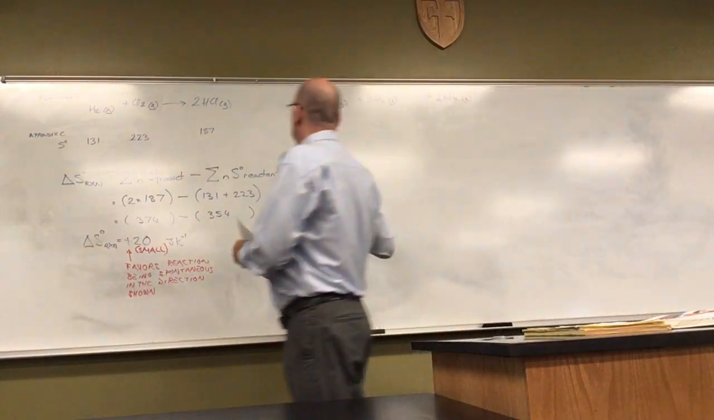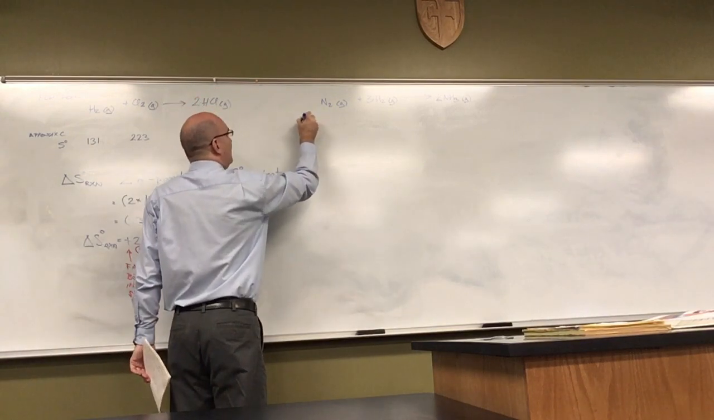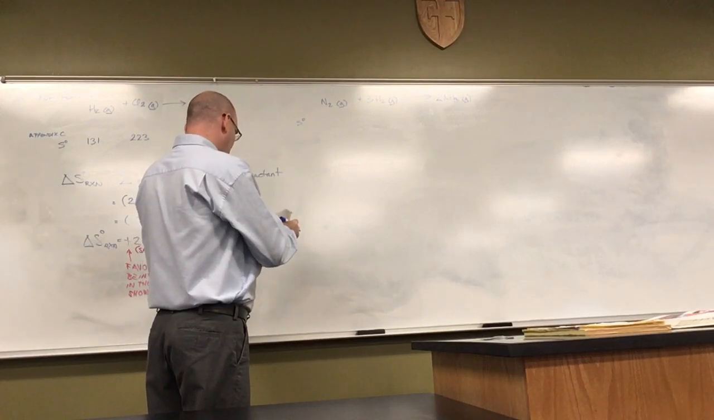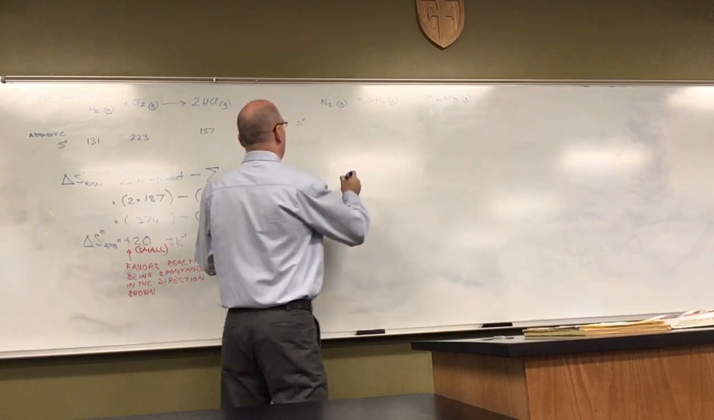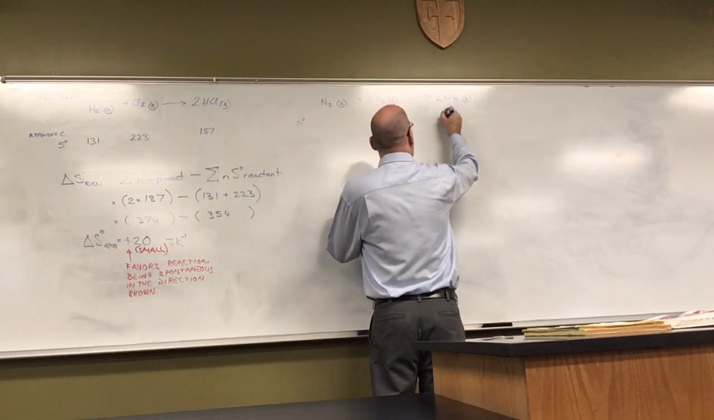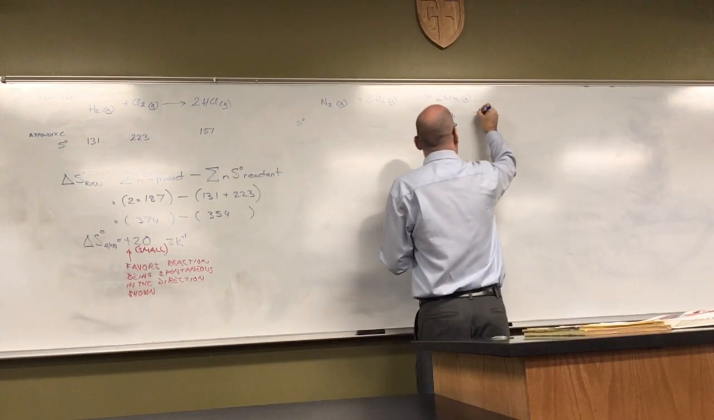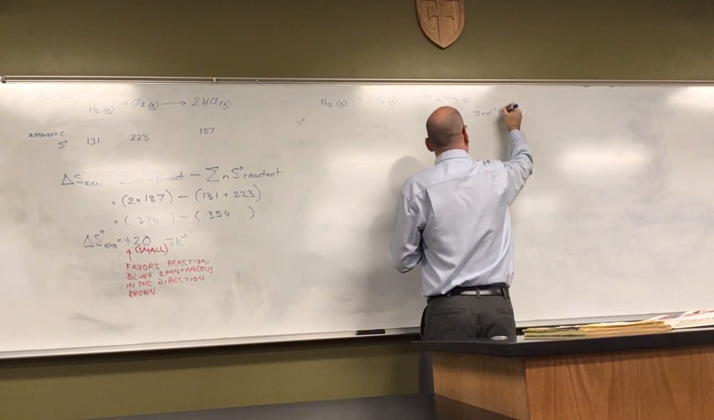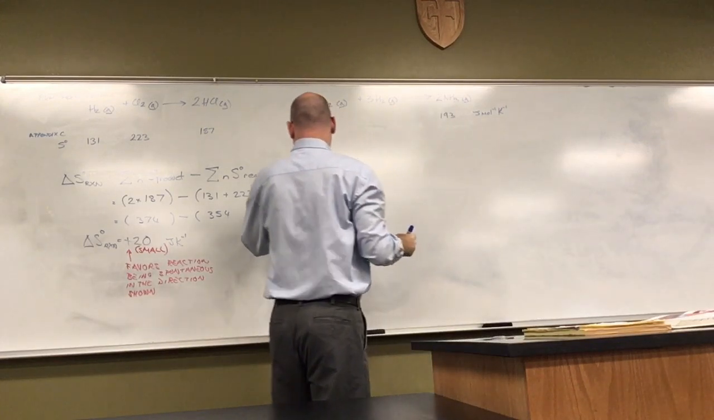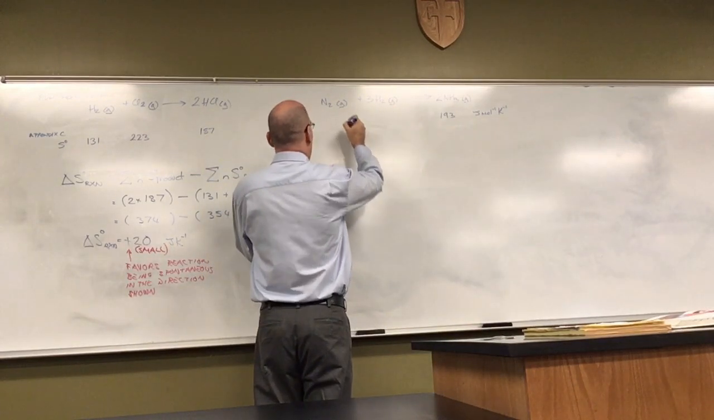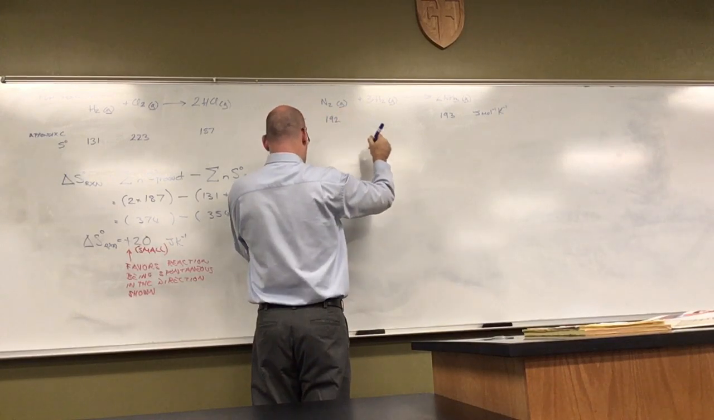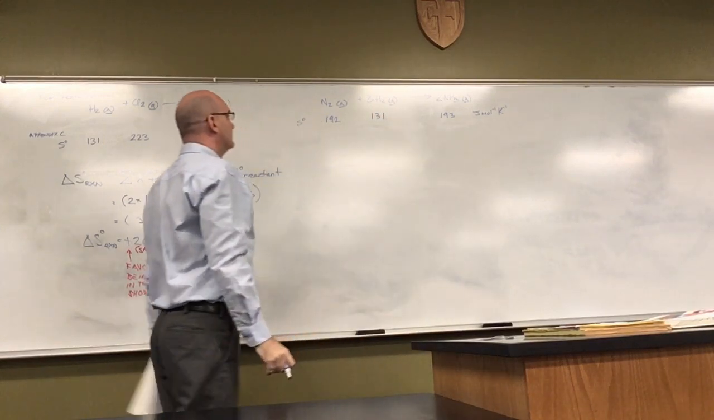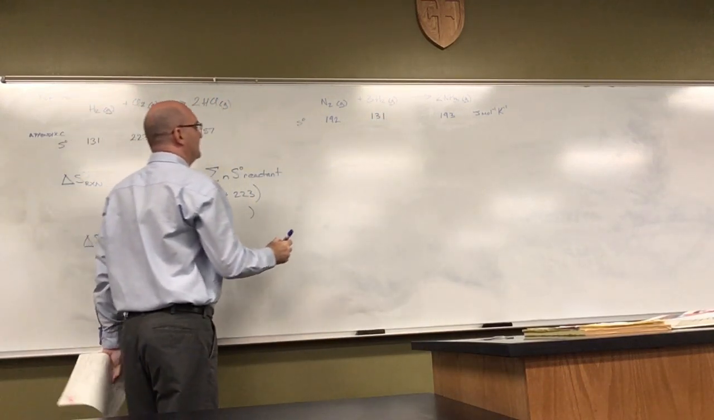We're going to come back and fix it for equilibria later. I'm going to put in my values of standard entropy, and it turns out that this is 193 joules per mole per Kelvin, and this is 192, and that's 131. Okay, so from the appendix.